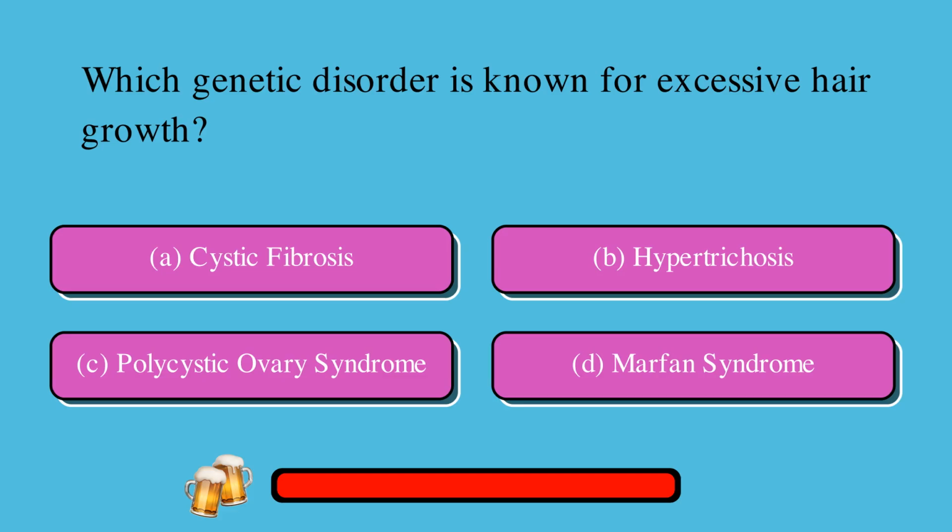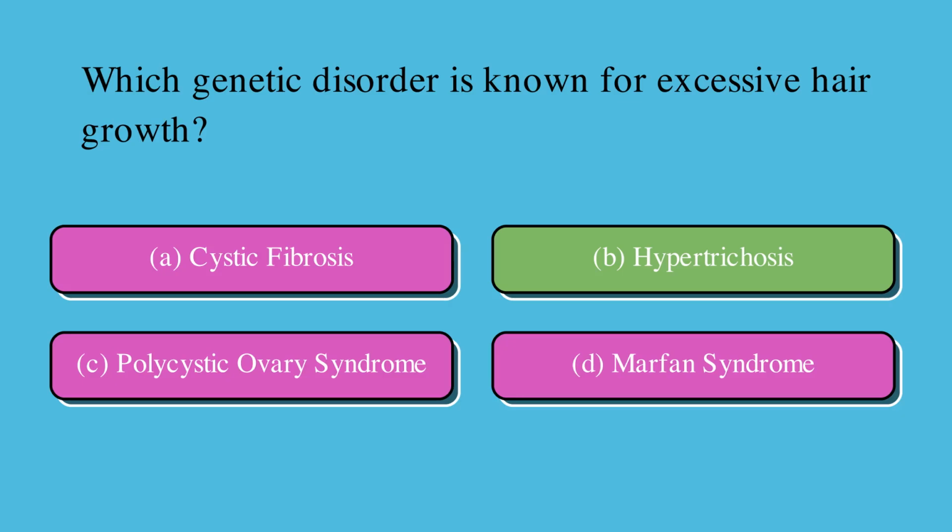Which genetic disorder is known for excessive hair growth? A. Cystic fibrosis, or B. Hypertrichosis, or C. Polycystic ovary syndrome, or D. Marfan syndrome. The correct answer is B. Hypertrichosis.